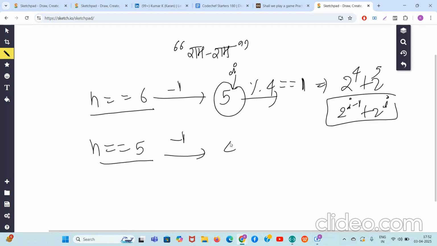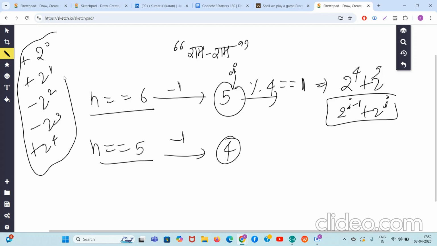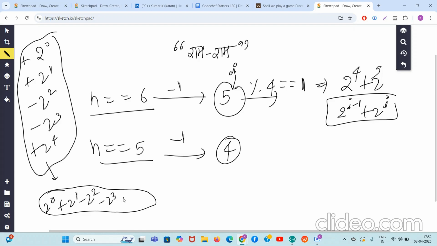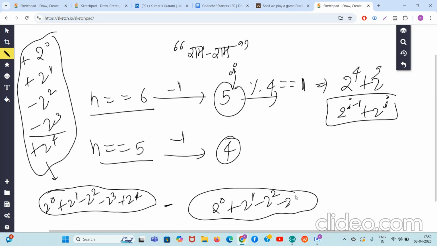You would do minus 1, it would become 4, right? So 2 raised to 0 plus 2 raised to 1 minus 2 raised to 2 minus 2 raised to 3 plus 2 raised to 4. What would be the maximum value in this case? You can also feel it, right? It would be this full value. So maximum would be 2 raised to 0 plus 2 raised to 1 minus 2 raised to 2 minus 2 raised to 3 plus 2 raised to 4. And the minimum would be what? Everything till the negative number, right? So 2 raised to 0 plus 2 raised to 1 minus 2 raised to 2 minus 2 raised to 3.